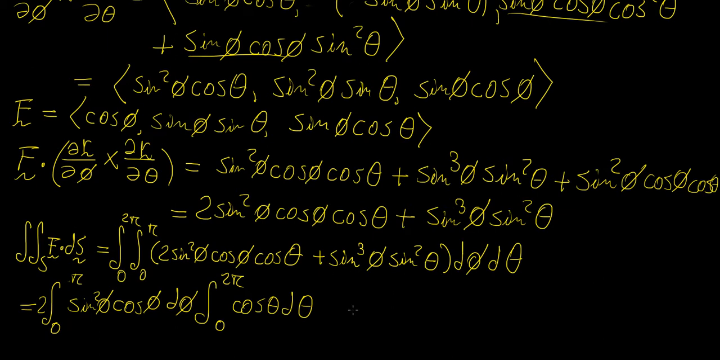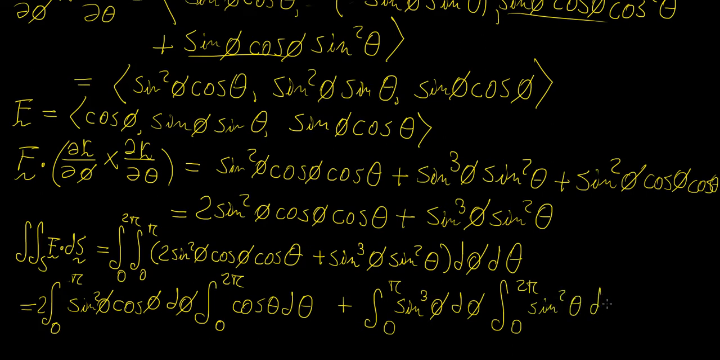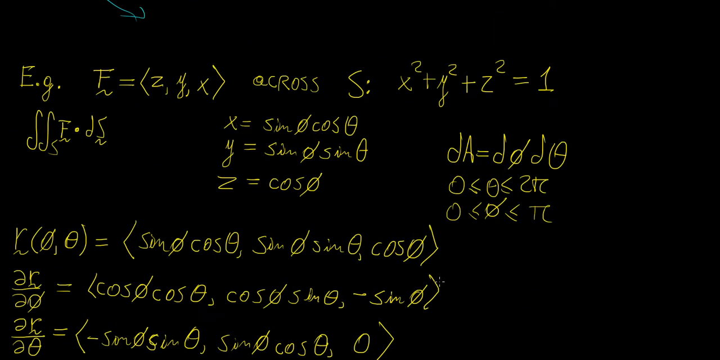And now we do the same for this one, so we can separate it into two portions. So we have 0 to pi of sine cubed phi d phi, and then multiplied by 0 to 2 pi of sine squared theta d theta. So now we can evaluate 4 different integrals, multiply them together, and see what we get from that.